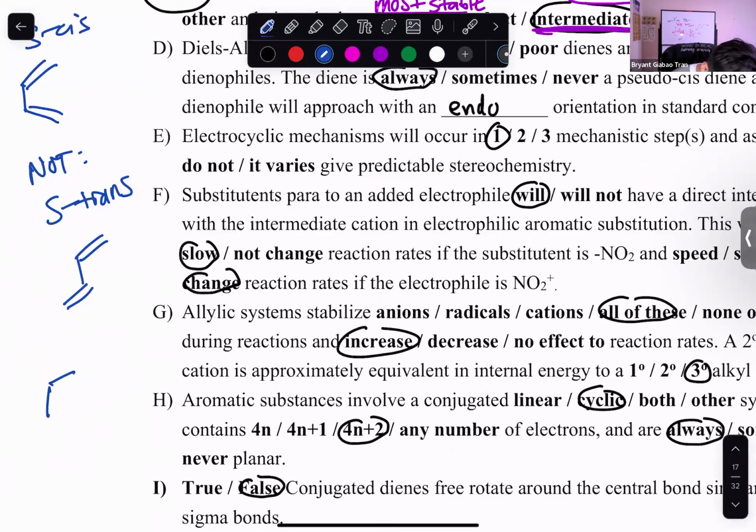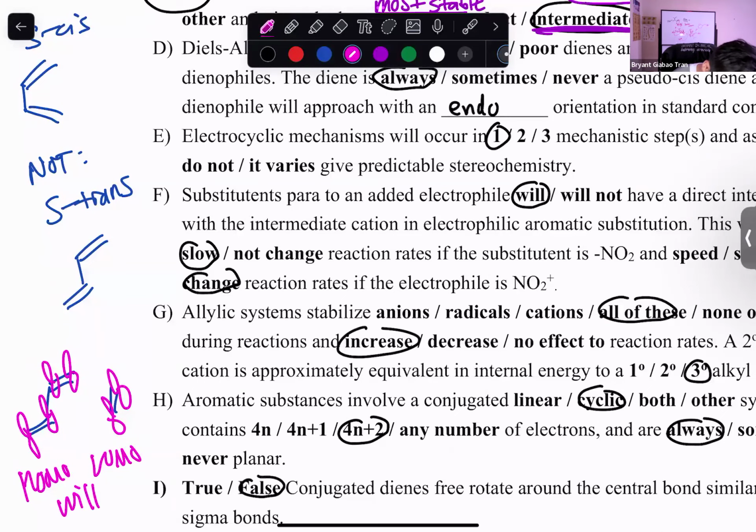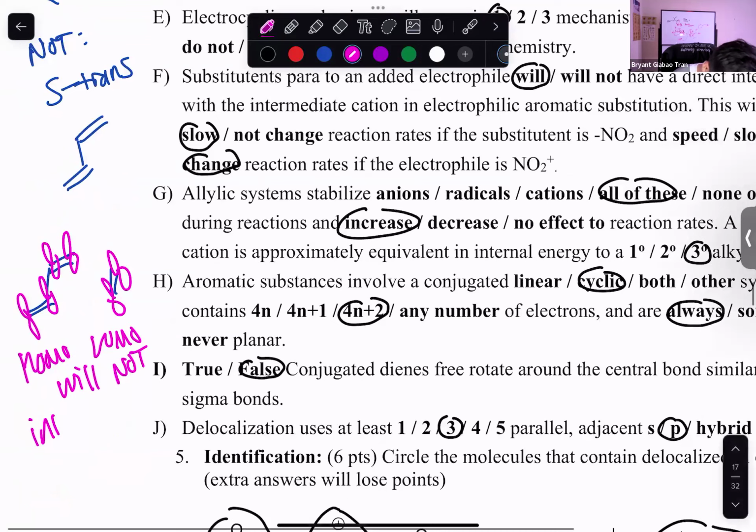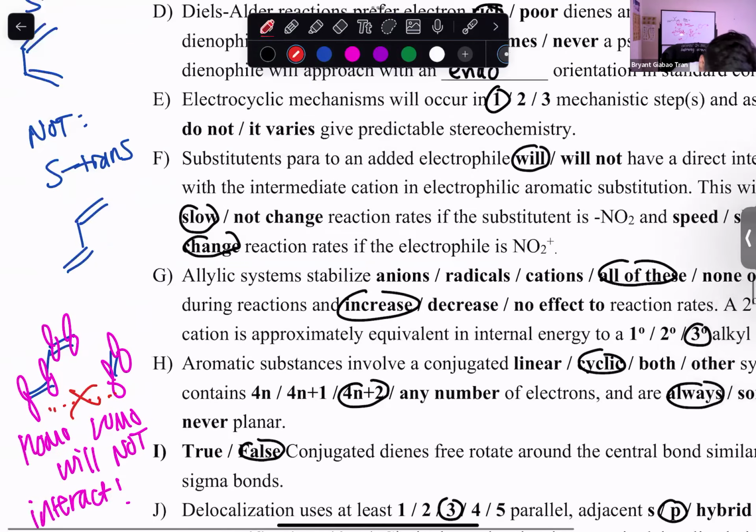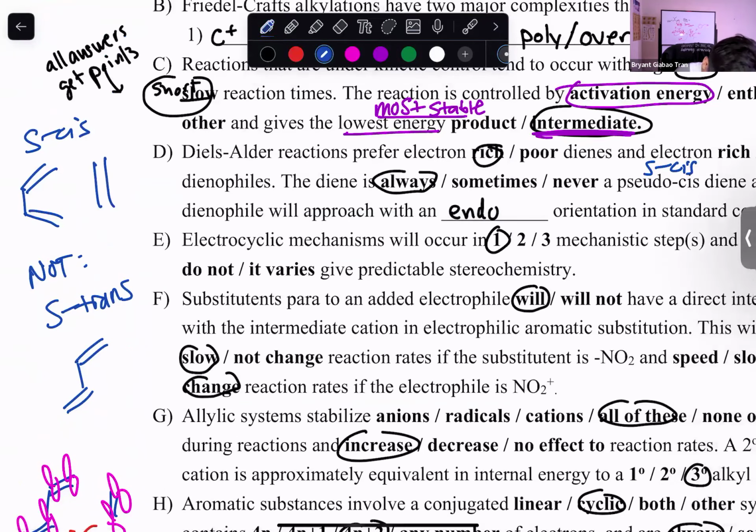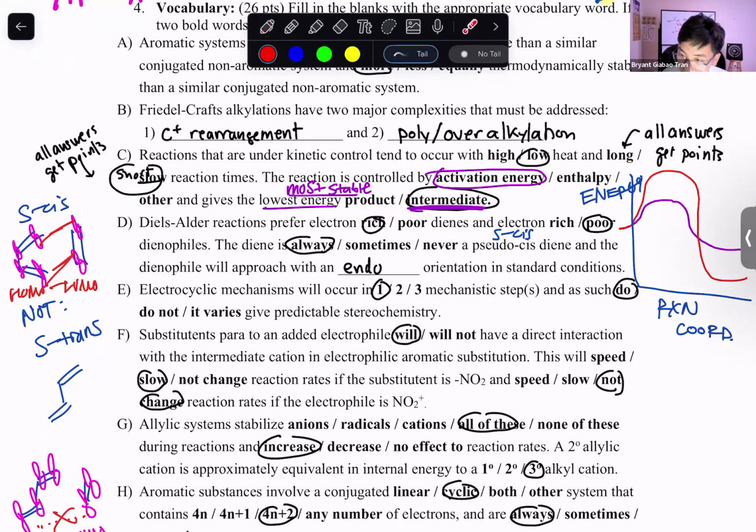The reason why is because the p orbitals will not overlap. The HOMO of the diene and LUMO of the dienophile will not interact. It's too far away. Right? This is too far away. Whereas the s-cis diene is close enough, parallel to the dienophile, so the HOMO of the diene is able to interact with the LUMO of the dienophile. Right. Yeah, no problem.